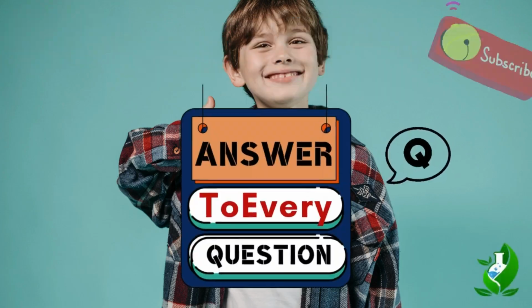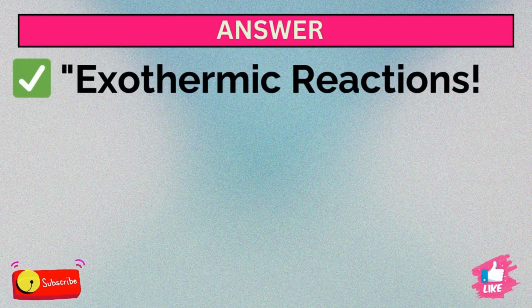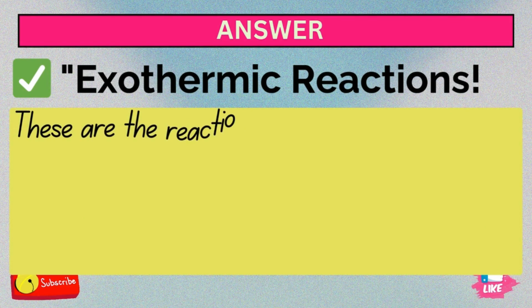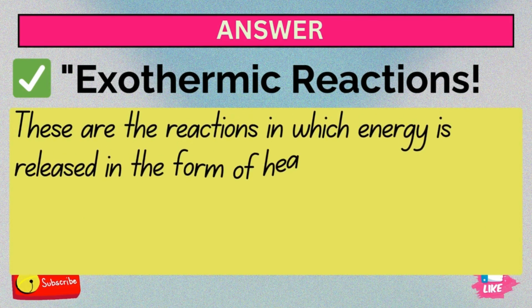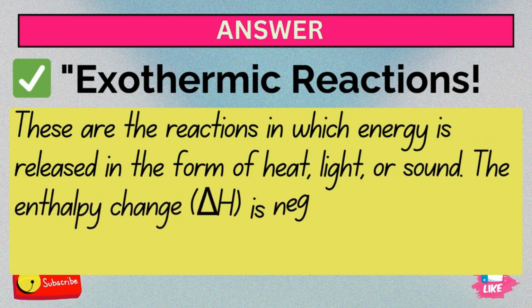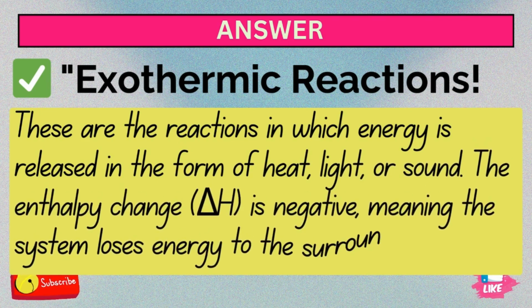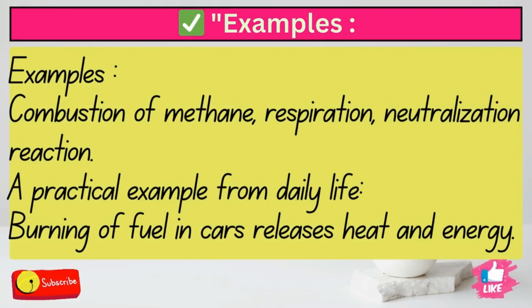The answer to this question is here. Exothermic reactions are defined as reactions in which energy is released in the form of heat, light, or sound. So the enthalpy change, ΔH, is negative, meaning the system loses energy to the surroundings. And look, here are the examples for this reaction. Combustion of methane, respiration, and neutralization reactions are common examples of exothermic reactions. A practical example from daily life is the burning of fuel in cars, which releases heat and energy.